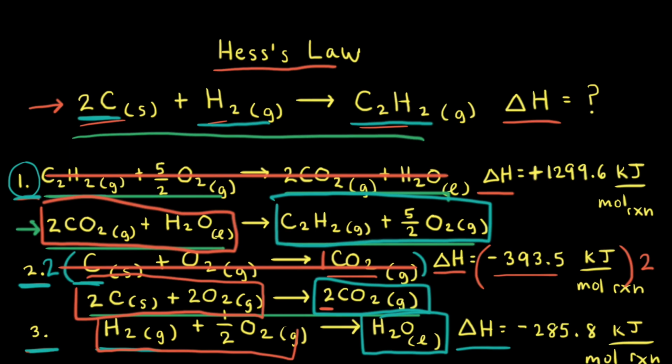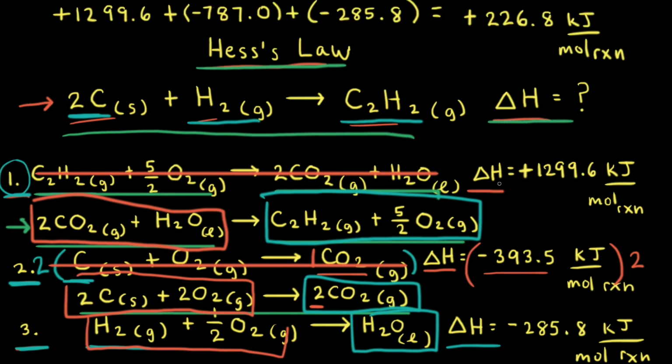Since we were able to add up our equations and get the overall equation, according to Hess's law, we should also be able to add the changes in enthalpies for these steps to get the change in the enthalpy for the overall reaction. If we look at the changes in enthalpy for the individual steps, we had positive 1299.6 for the first equation, and so that's up here. For the second equation, we had negative 393.5 times 2, which is negative 787. And for our third equation, we had negative 285.8.